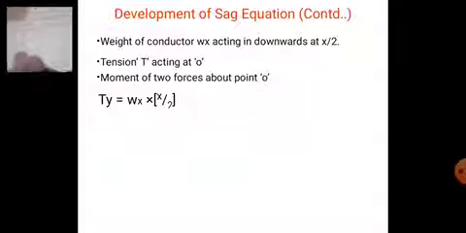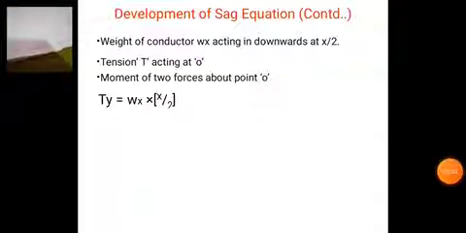Substituting this equation, S is equal to W into (L by 2) whole square by 2T, that is equal to W into L square by 4 by 2 into T. That is, sag S is equal to WL square by 8T. Here S is equal to sag, L is equal to length of the conductor, and T is equal to the tension on the conductor.